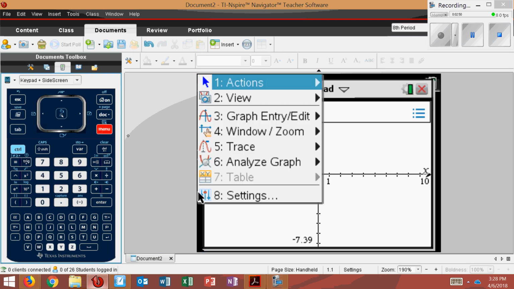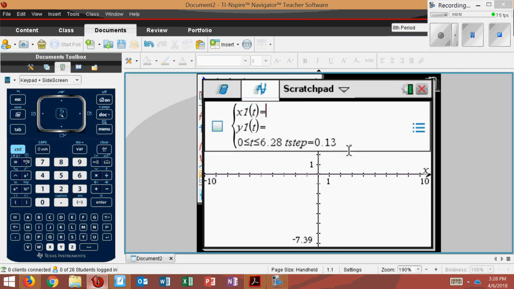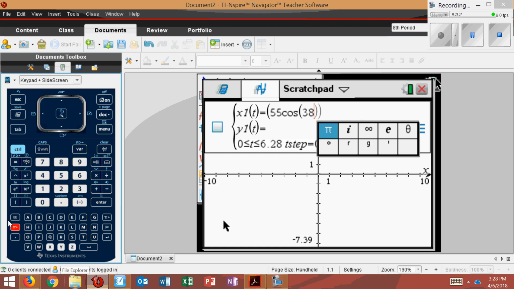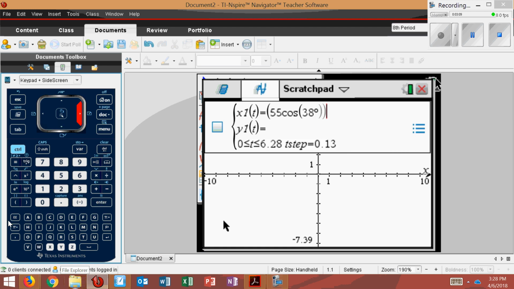So I'm going to go to Menu, Graph Entry, and choose Parametrics. The equation was 55 cosine of, was it 38 degrees? Let me go back one more time. Yes, 38 degrees. Read the buttons down here with pi. And then I put the t on the outside. That's the number one mistake I find that people make, is they don't put that t there.